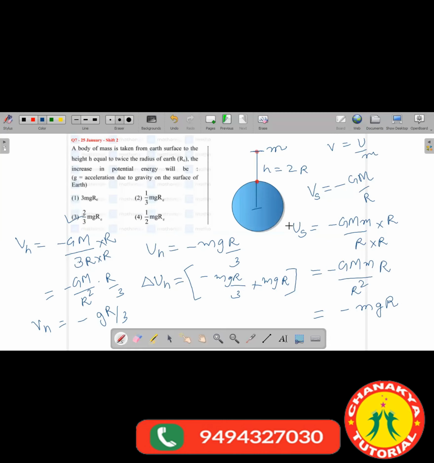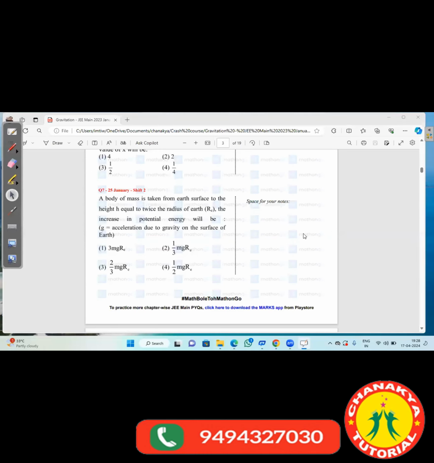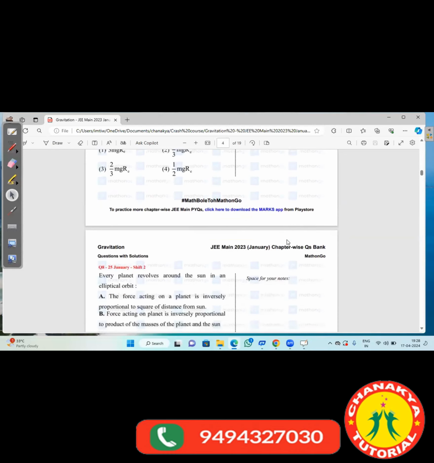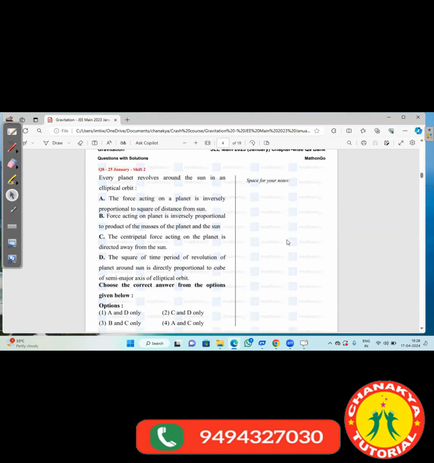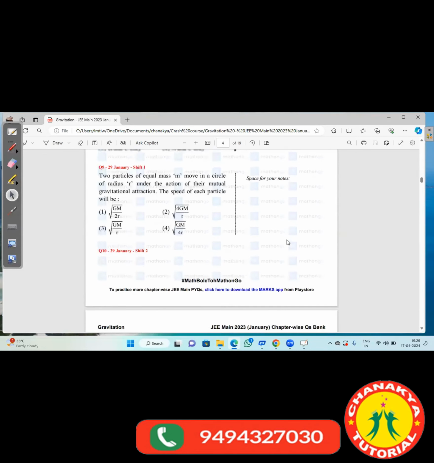See, we cannot measure the gravitational potential or any potential, the exact value of potential cannot be measured, right? But if you measure the gravitational potential or any potential as a difference, it can be measured. So that's why we always measure the gravitational potential difference. Okay, so this one we have done. Now see this one.